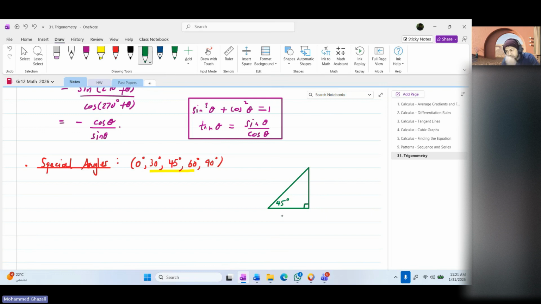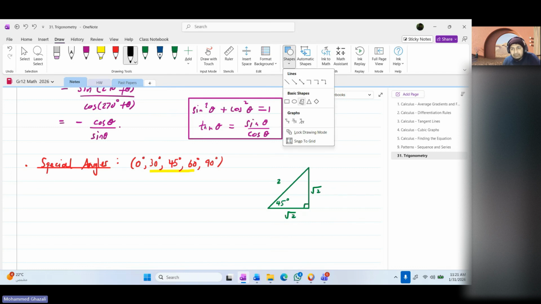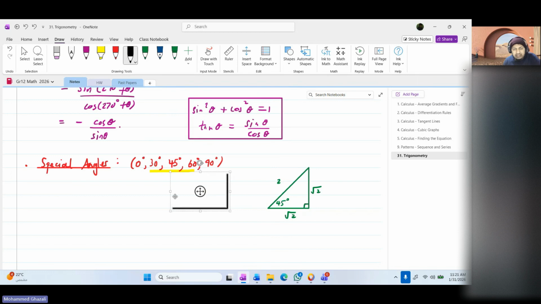So draw adjacent of 1, opposite of 1 and hypotenuse root 2. So when you say sine of 45, you're going to get opposite over hypotenuse, 1 over root 2, and you simplify that to root 2 over 2, okay? Next, the 30, 60, 90 triangle. Where's the triangle for 30, 60, 90? We have this one here.